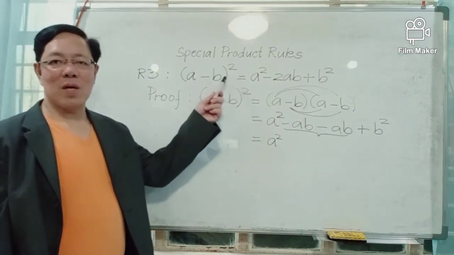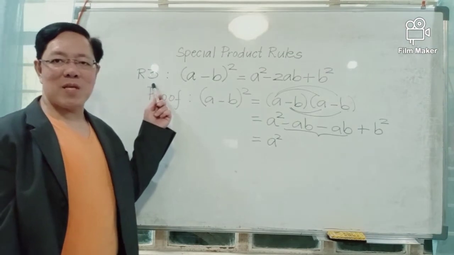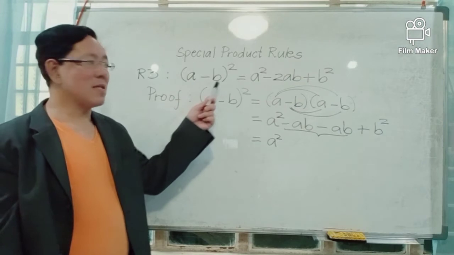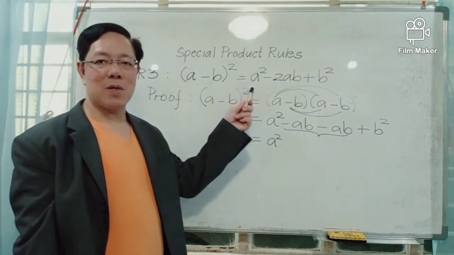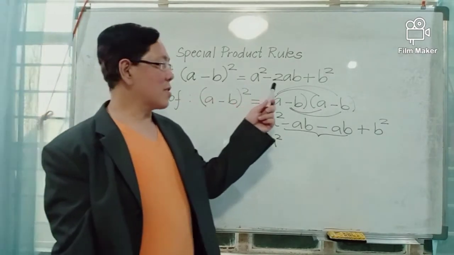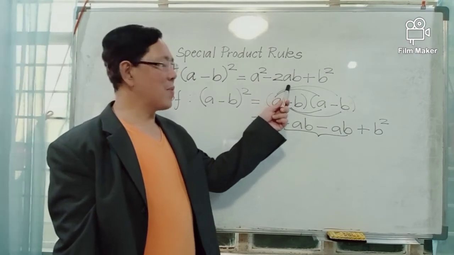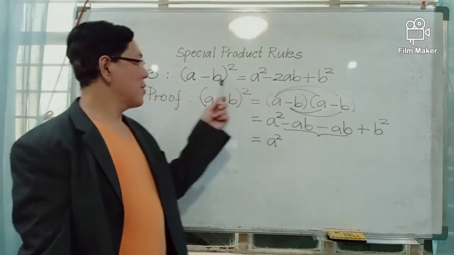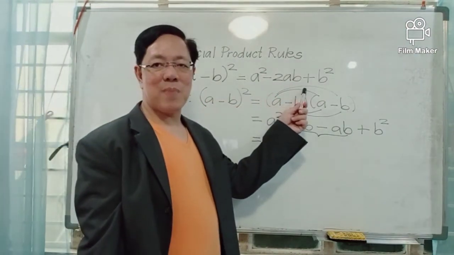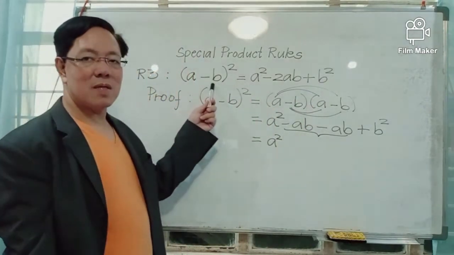The given is the square of the difference of A and B, and according to this third special product rule, the square of a difference of A and B is equal to the square of the first term. The first term is A, minus, the second term is negative, twice or 2 times the product of the two terms A and B. And the last term is positive, the square of the second term. The second term is B.